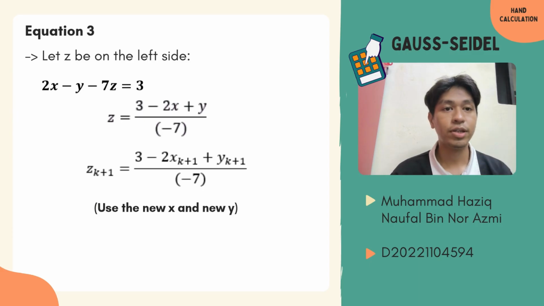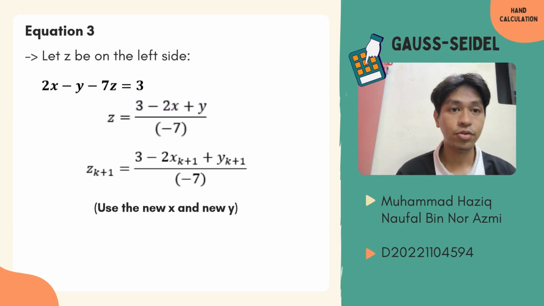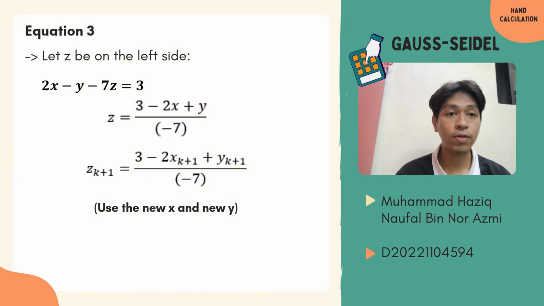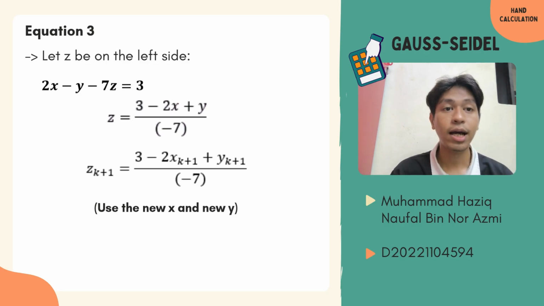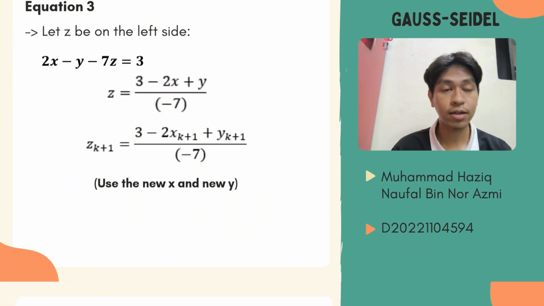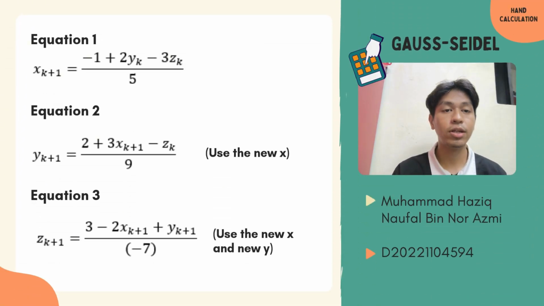Alright, for the third equation, we let z be on the left side using the separable method, and z will become 3 minus 2x plus y over negative 7. And we let z be the k plus 1 term, and x and y in the k plus 1 terms too, which are the x and y we got earlier. Now we have all three new equations, with x, y, and z in the k plus 1 terms, where in equation 2 we use the new x, and in equation 3 we use the new x and y.